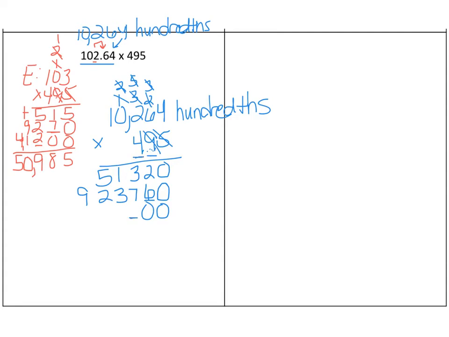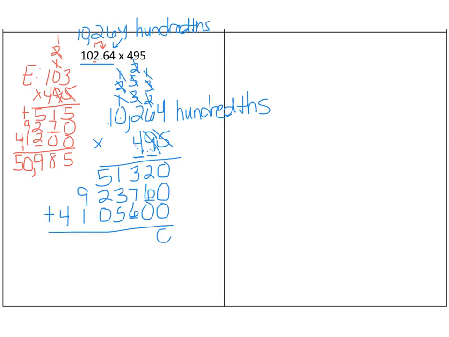I'm starting in the hundreds. 4 times 4 is 16, carry the 1. 4 times 6 is 24, plus 1 is 25, so I write the 5, carry the 2. 4 times 2 is 8, plus 2 is 10, so I write the 0, carry that 1. 4 times 0 is 0, plus 1 is 1, and then 4 times 1 is 4. Notice all my digits are lining up.